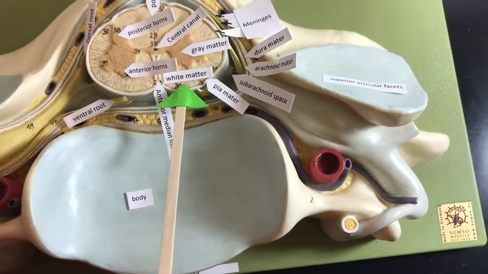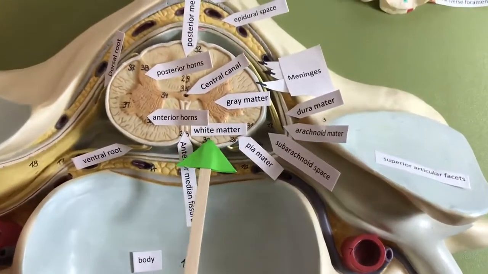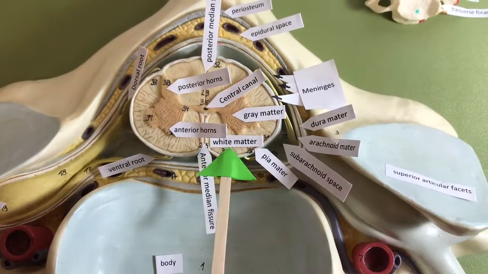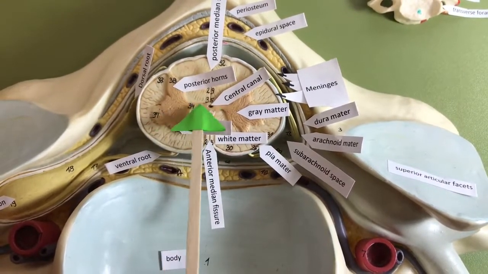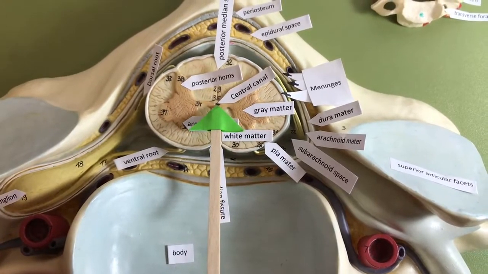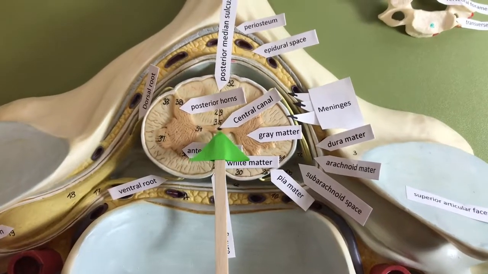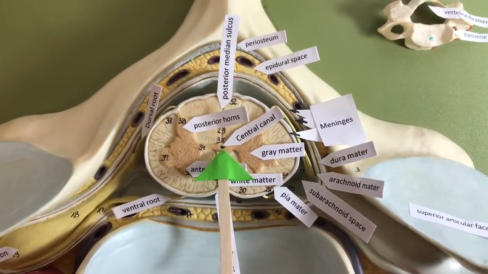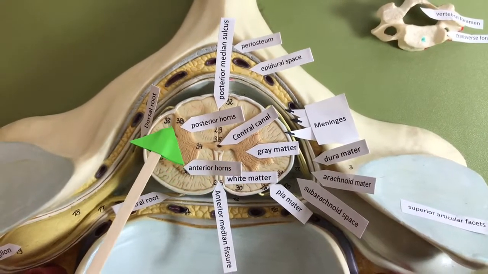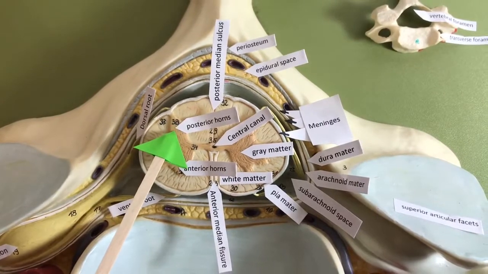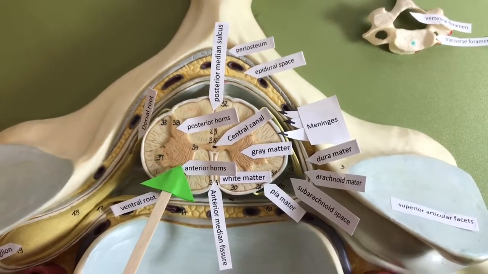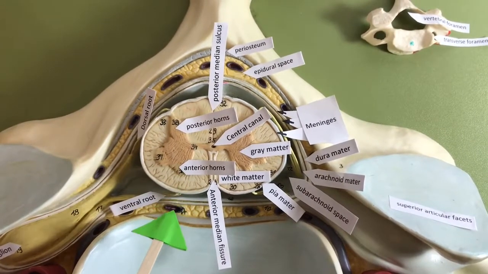The spinal cord has white matter that has myelinated axons. And then we have gray matter that's in the shape of a butterfly. And in the center we have a central canal. It also has cerebral spinal fluid. Our gray matter has posterior horns. They're on the posterior side. It has anterior horns because they're on the anterior side.